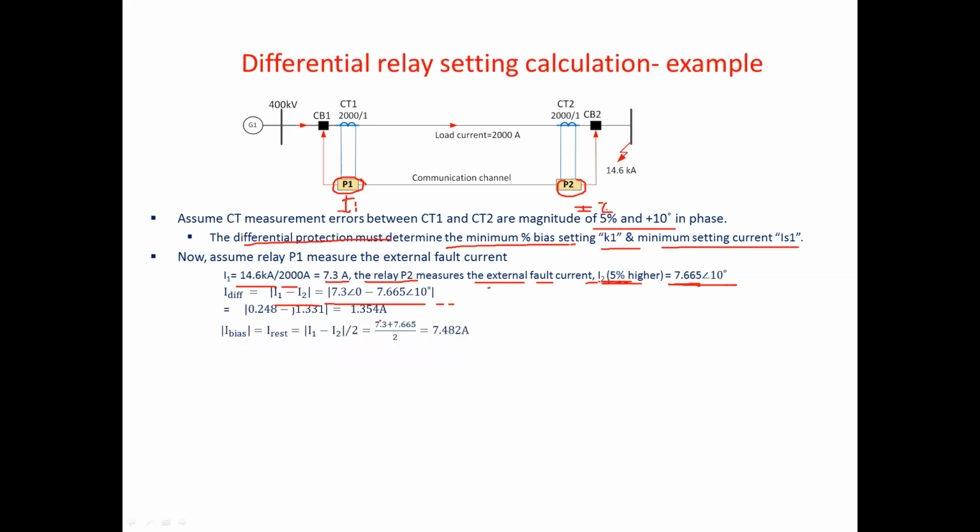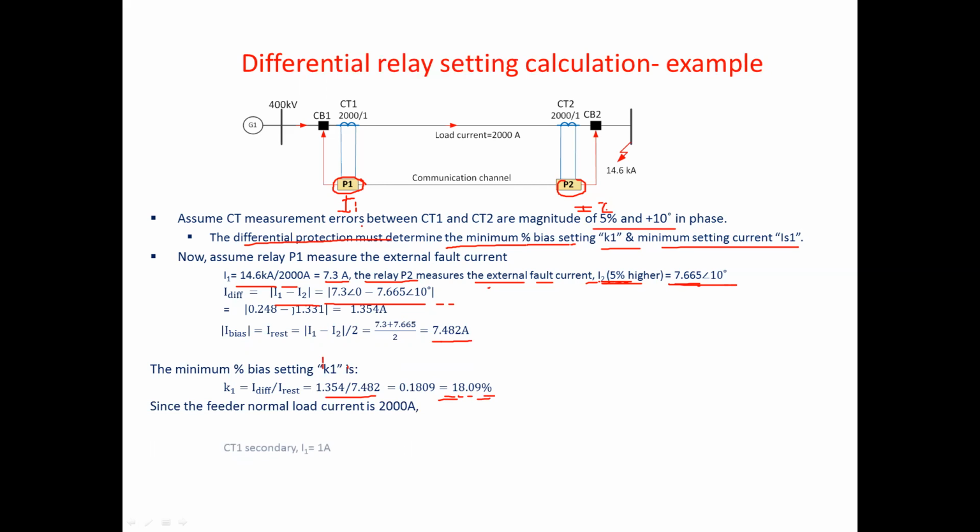Now we have to calculate the bias current. What will be the bias current? The bias current, or the restraint current, is (I1 plus I2) divided by 2, that is 7.4 amp. So the minimum bias setting K1, which is I differential divided by I restraint, by default is 30%, but because we have to calculate from here, if we calculate, it's around 80%.